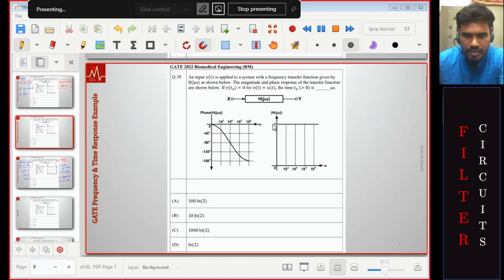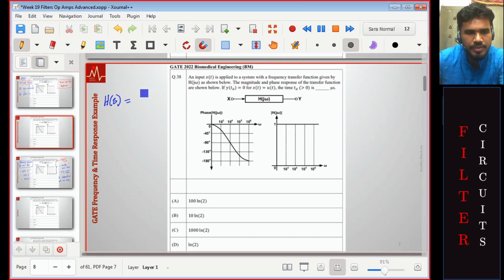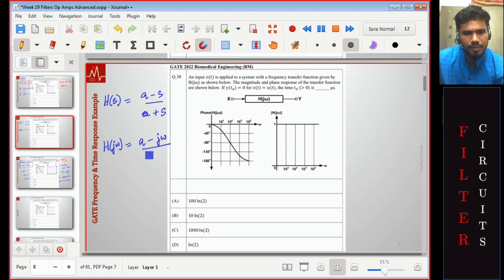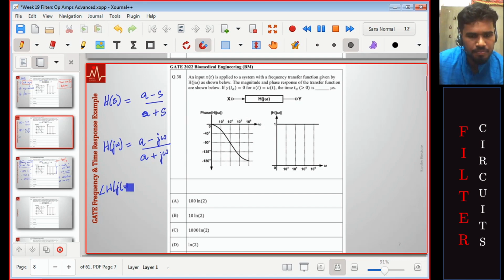So quickly, based on this, H of s is an all pass filter. It is of the form (a minus s) over (a plus s), which is (a minus j omega) over (a plus j omega) in terms of j omega. Let's also confirm with H of j omega whether our frequencies make sense. Quickly notice the modulus is the same. The angle of H of j omega is minus tan inverse of omega by a. A is a parameter, we don't know that yet.